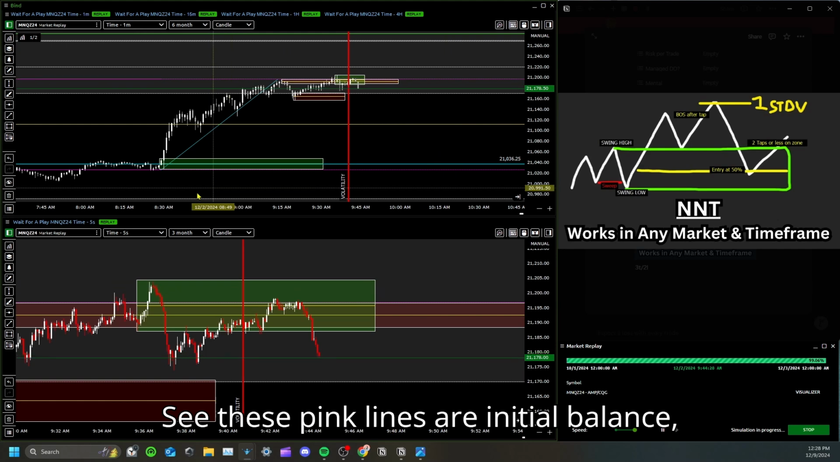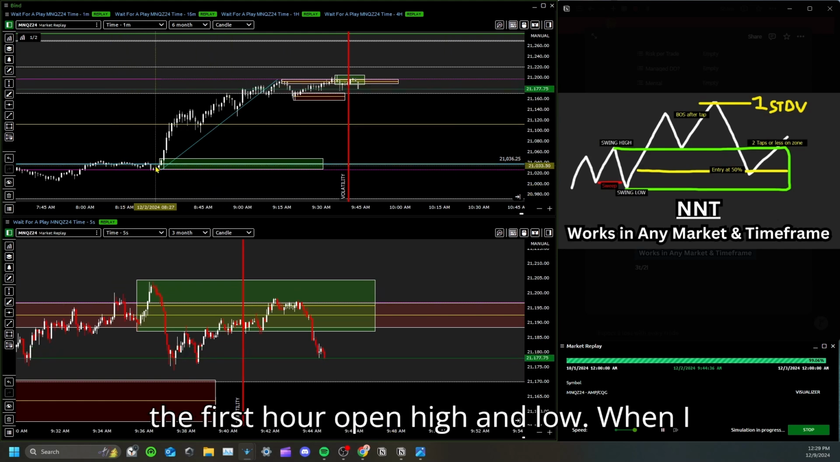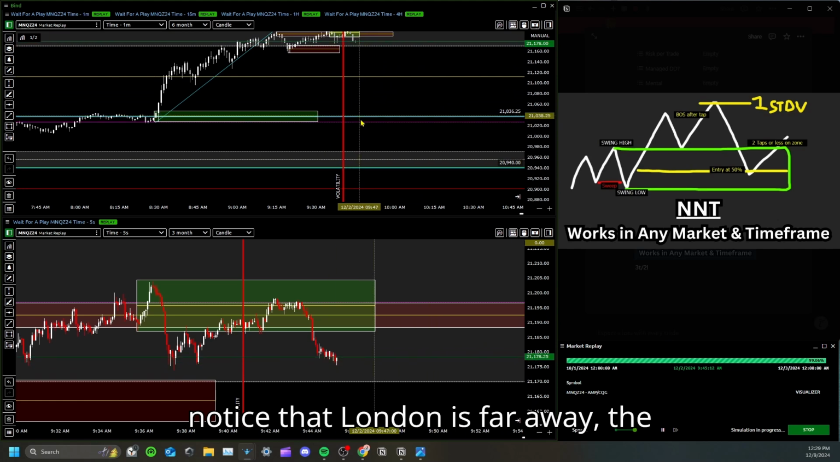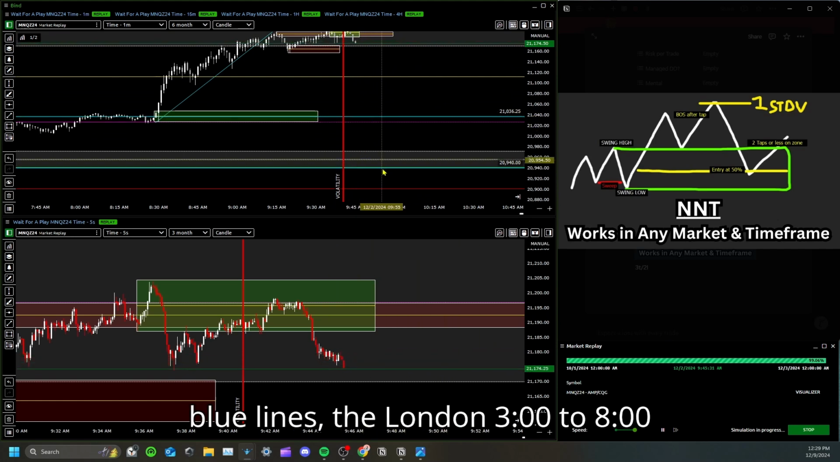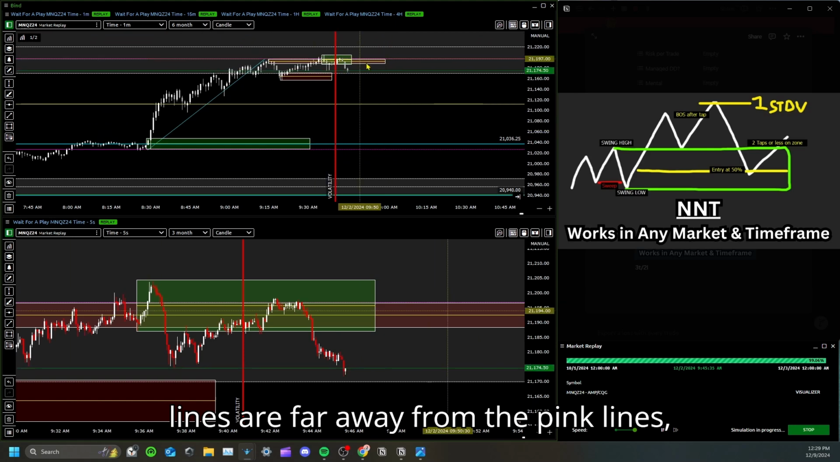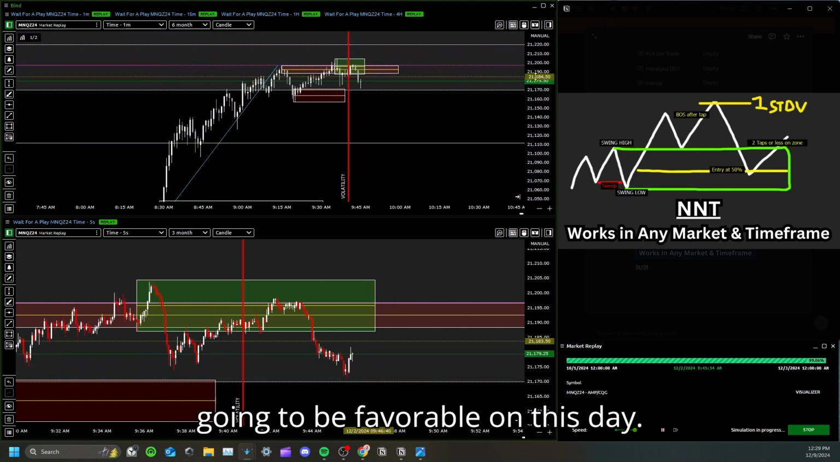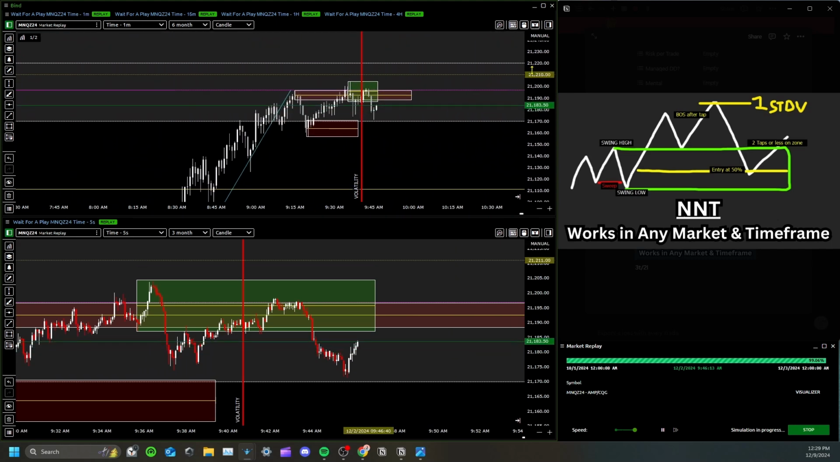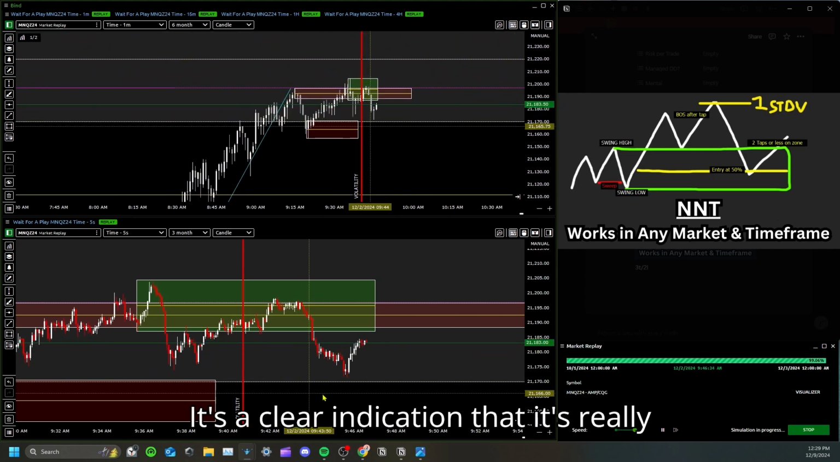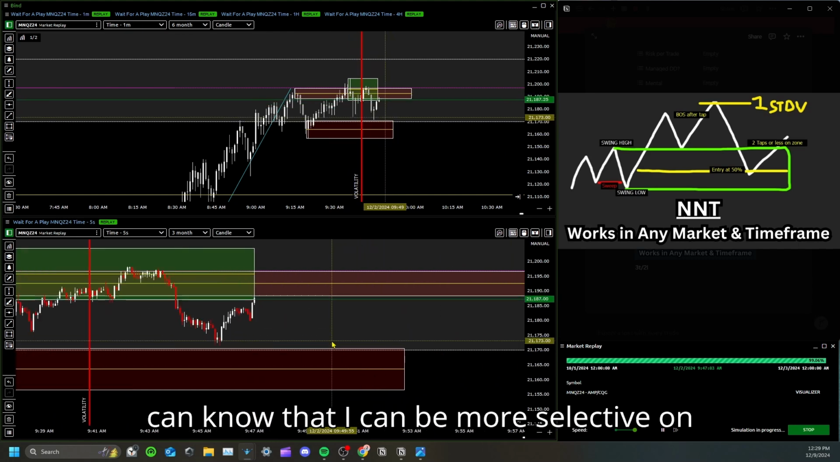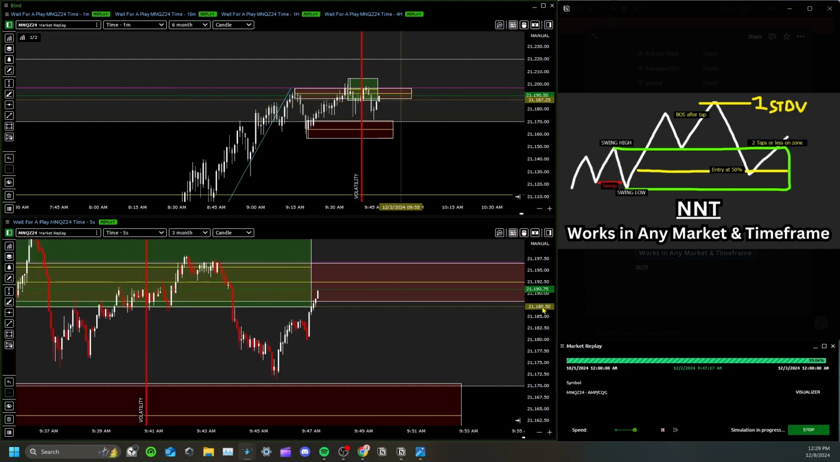See, these pink lines are initial balance, the first hour open, high and low. When I notice that London is far away, the blue lines, the London 3 to 8 o'clock lines are far away from the pink lines, I understand that price action isn't going to be favorable on this day. It's a clear indication that we're going to get sloppy price action, meaning that I can be more selective on my trades.